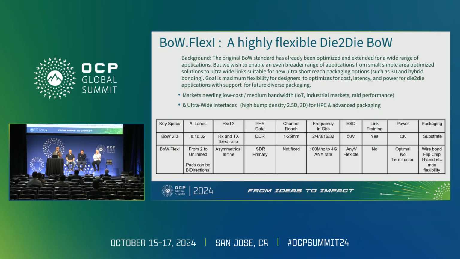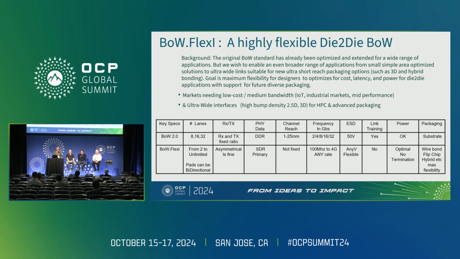So compared to a traditional BoW 2.0, we're actually going backwards. We're trying to make it simpler, easier to interoperate, easier to implement in an older node. The world doesn't just operate at 5 nanometer and below. And with BoW.Flexi, you can have 2 lanes, 4 lanes, 6 lanes, 8 lanes, 32 lanes, 68 lanes. So it's meant to be very flexible.